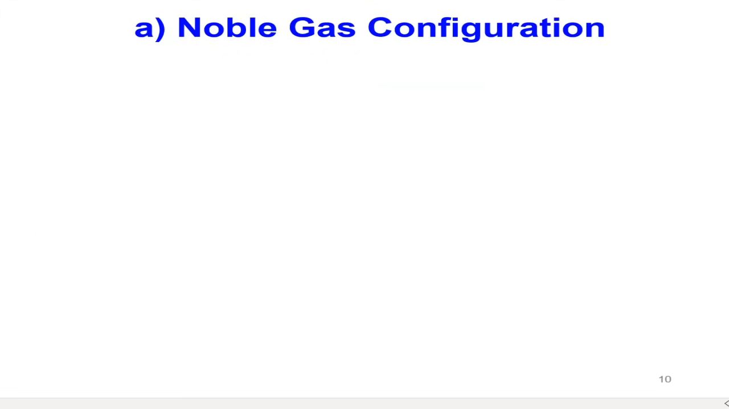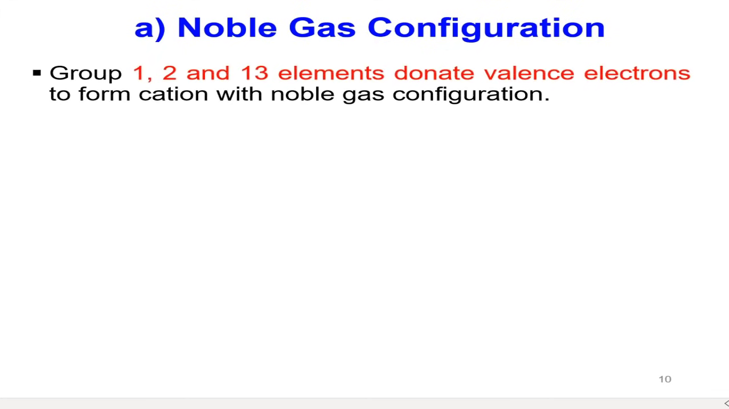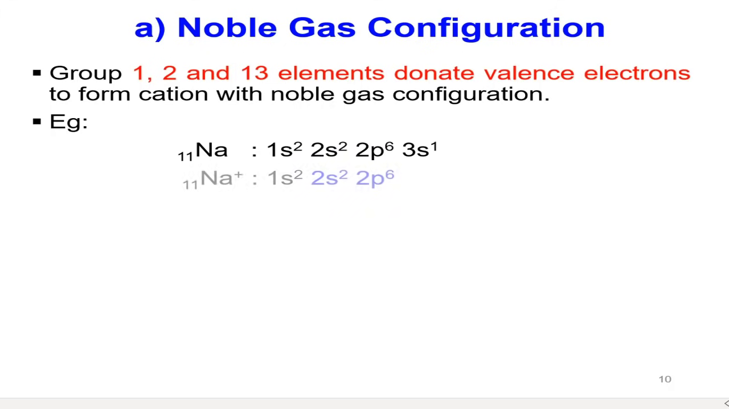Noble gas configurations: group 1, 2 and 13 elements donate valence electrons to form cations with noble gas configuration. For example, sodium has 11 electrons in total, that is 1s2, 2s2, 2p6, 3s1. So in order to form a cation or positive ion, the electron from 3s will be removed and it gives Na+ with the electronic configuration of 1s2, 2s2, 2p6.